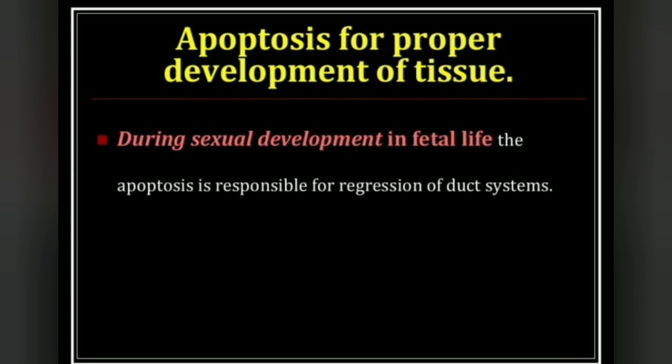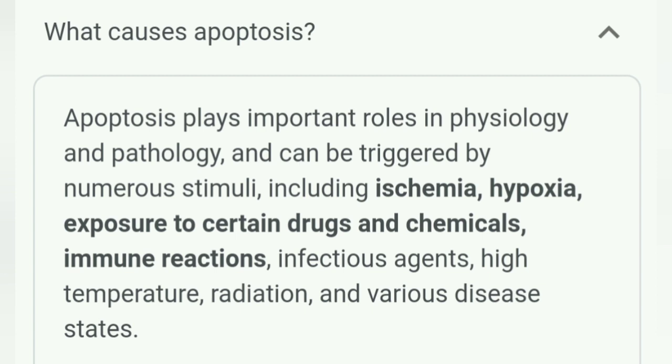Now we have to know about what causes apoptosis. Apoptosis plays an important role in physiology and pathology and can be triggered by numerous stimuli including ischemia, hypoxia, exposure to certain drugs and chemicals, immune reactions, infectious agents, high temperature, radiation, and various disease states.